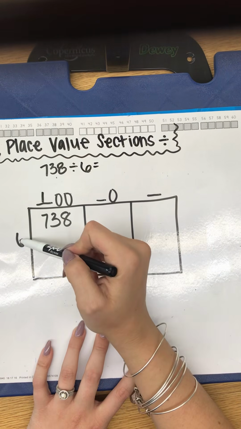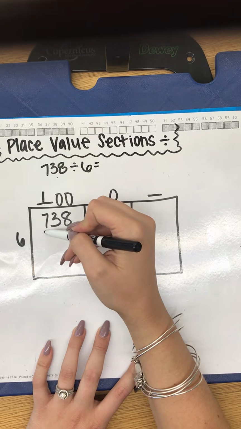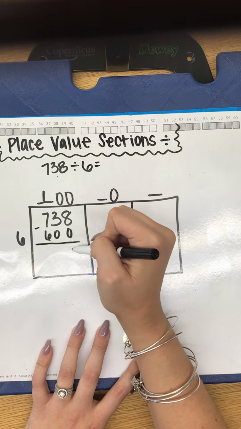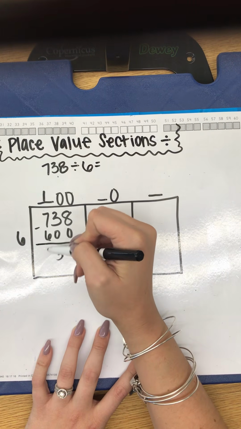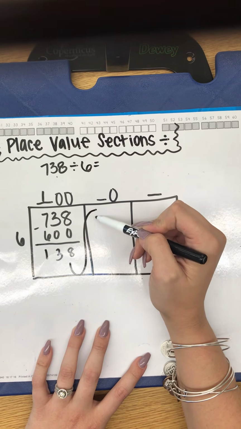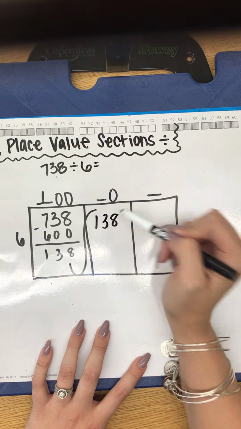And then I do need to multiply. So 6 times 100 is 600. I'm going to go ahead and find the difference. Subtract that. 8 minus 0, 3 minus 0, 7 minus 6 is 1, so 138. And then we were silly. We said they're going to go on vacation to the tens box. So we have a 138 over here.